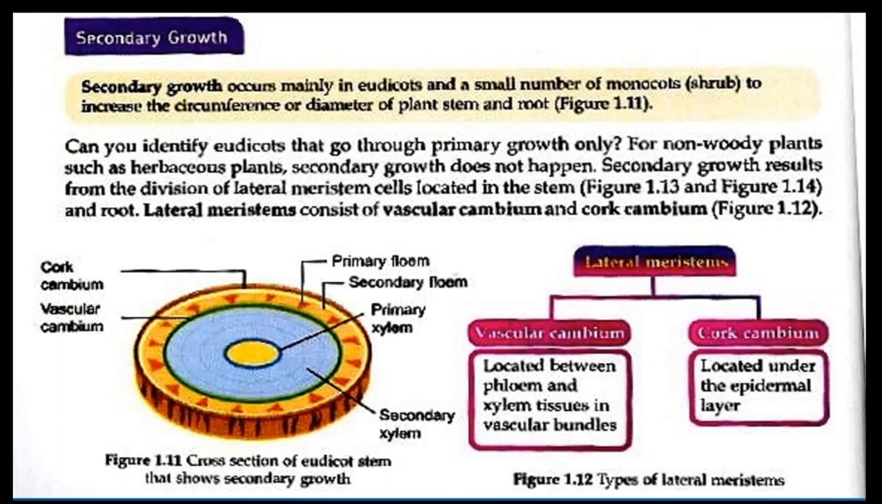Okay, that was primary growth. The second type of growth is secondary growth. Secondary growth occurs mainly in eudicots and a small number of monocots, such as a shrub, to increase the circumference or diameter of plant stem and root. What is eudicots? Eudicots are dicotyledons. So this secondary growth is more about the increase in the diameter of the plant stem and also the root.